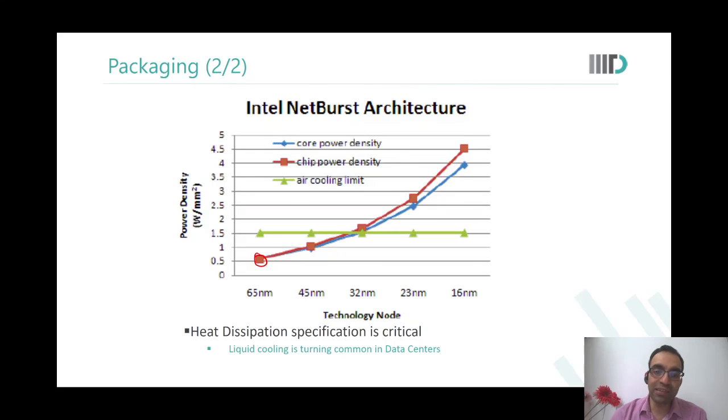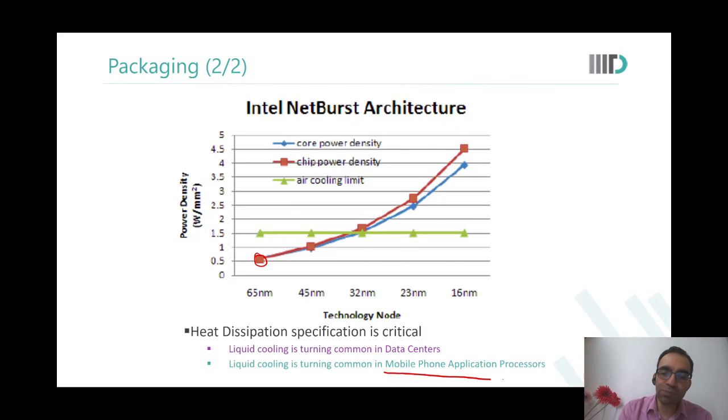But in reality, even in your mobile phone, if you look at Qualcomm's latest chip specifications, you will see mobile phone application processors also use what is called liquid cooling, so that you can remove heat much faster and your chip can function at the required performance level.